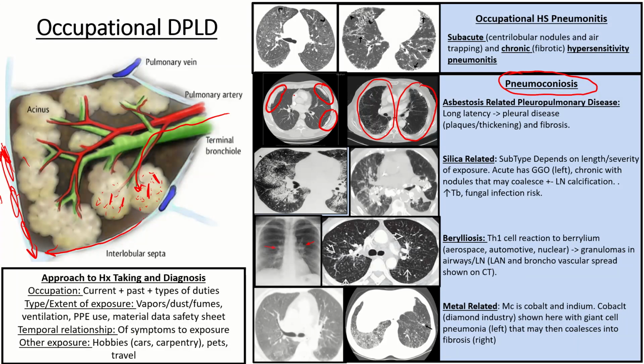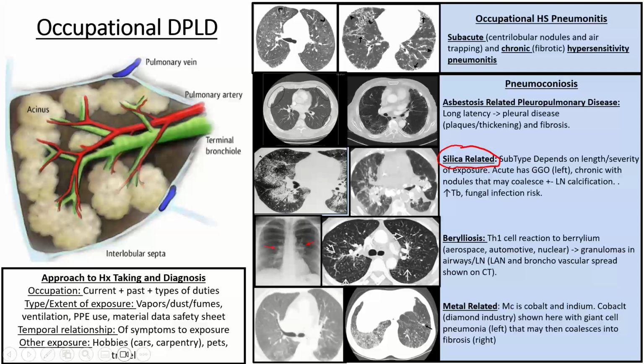The next one we'll go through is going to be silica related. So this used to be secondary to coal working, but there's other things that expose you to silica, things like really working with rocks in general. So masonry, sandblasting, especially without PPE, you always have to wear PPE when you do this. It can put you at risk for silica-related pneumoconiosis and silicosis.